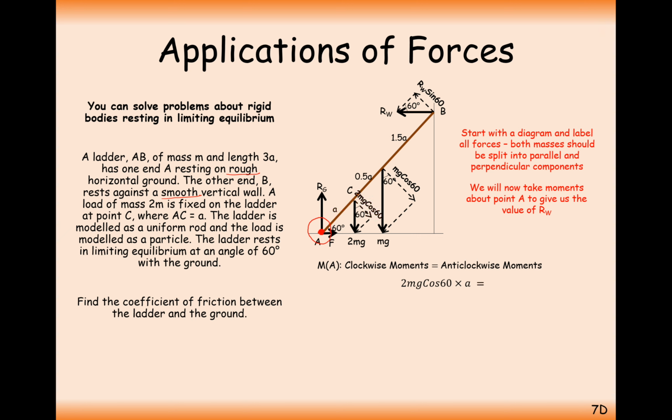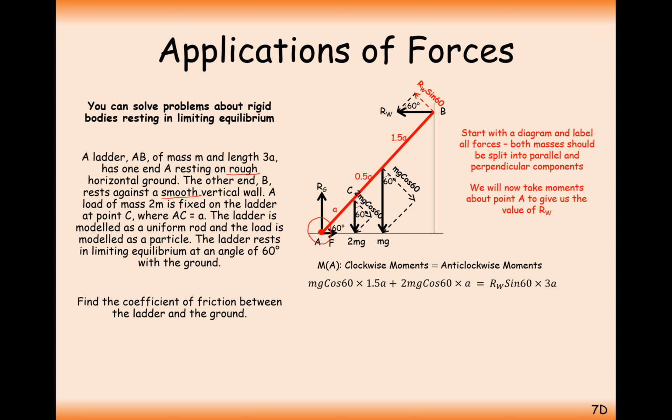The next force we're going to be considering is the mg cos 60 force. It's a distance 1.5a away from the pivot point A, or the point I'm taking moments from, and that also will be going clockwise around our clock. So that will be mg cos 60 times 1.5a on the left hand side. The last force we need to resolve now is the RW sin 60 force. That's going to be going in the opposite direction, anti-clockwise around our clock.